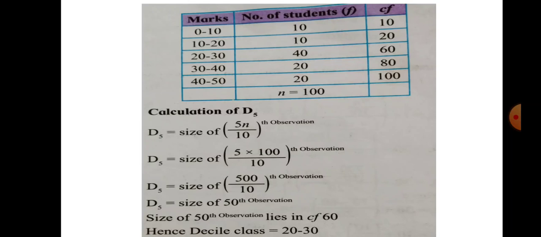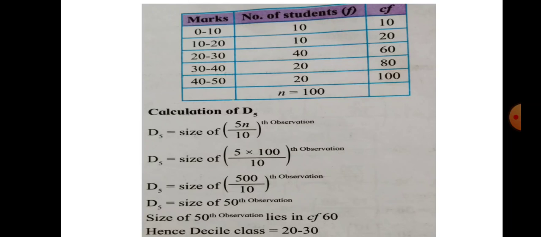Now after that you have to create a third column, known as cumulative frequency. How to find out cumulative frequency? This is known as less than type cumulative frequency. The first number, 10, is written as it is. So 10 plus 10 is 20. 20 plus 40 is 60, 60 plus 20 is 80, 80 plus 20 is 100.